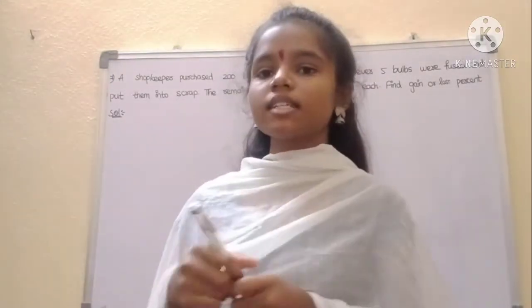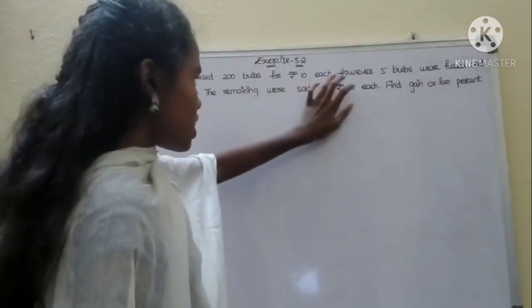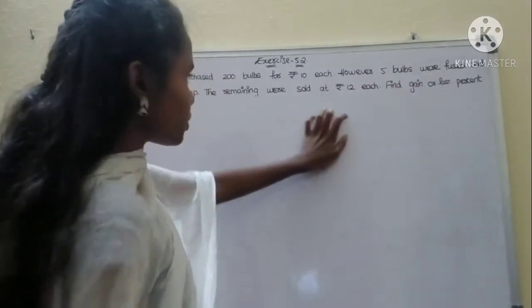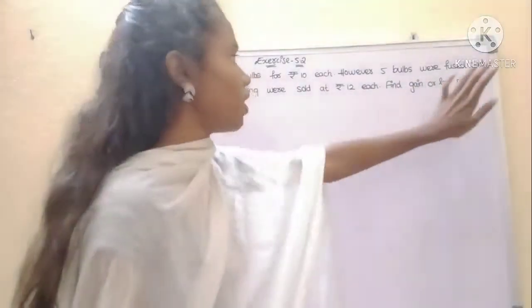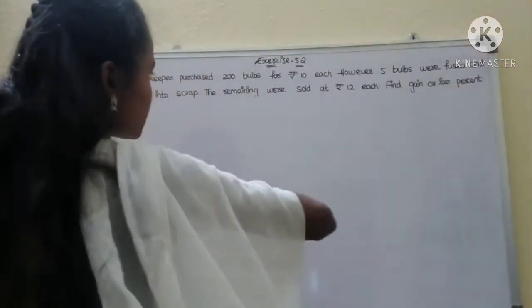So friends, let's discuss exercise 5.2 today. The 7th question: A shopkeeper purchased 200 bulbs for rupees 10 each. However, 5 bulbs were fused and put into scrap. The remaining were sold at rupees 12 each. Find the gain or loss percentage. So we have to find the gain or loss percentage from this problem.